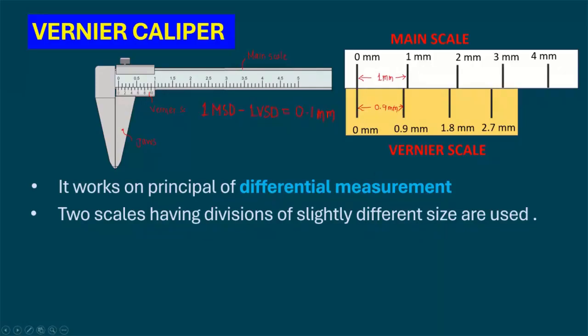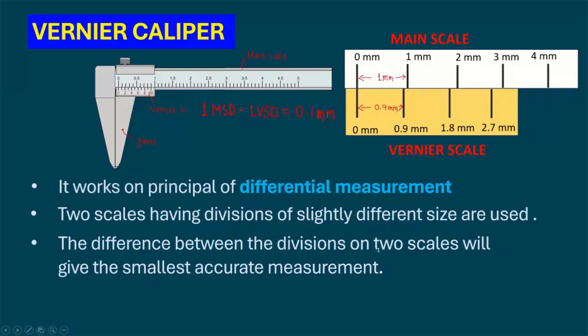Okay, so as you can see here, the difference between the divisions on the two scales will give us the smallest accurate measurement. This difference is 0.1 mm, and that is the smallest accurate measurement you can do with the help of what? Vernier caliper. Remember, the measuring scale we used earlier had a least count of 1 mm, right? But here the least count is the difference of divisions on the main scale and vernier scale, and that is 0.1 mm. So this 0.1 mm is going to be the least count.